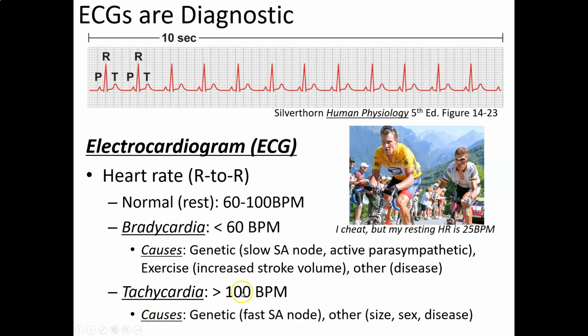Tachycardia, right, would be a heart rate above 100. Again, it could be a fast genetic SA node. It could be related to a very inactive parasympathetic nervous system at rest. Could be other things as well. Body size, your gender, disease states, all can lead to tachycardia as well.